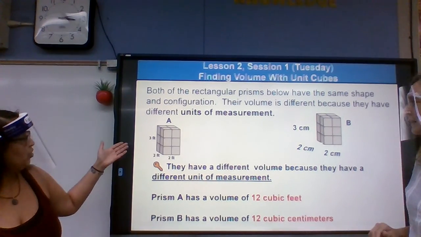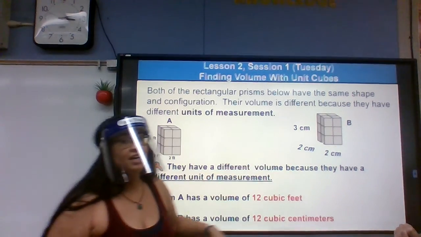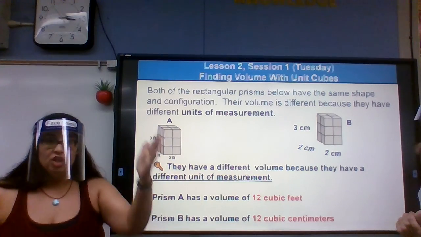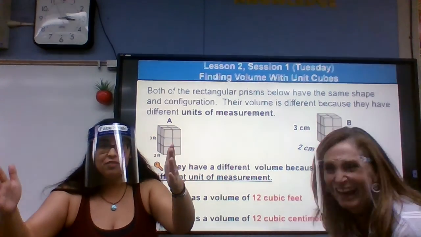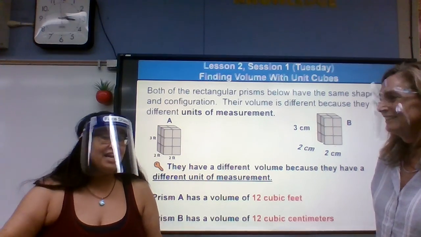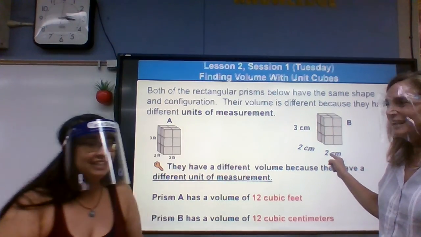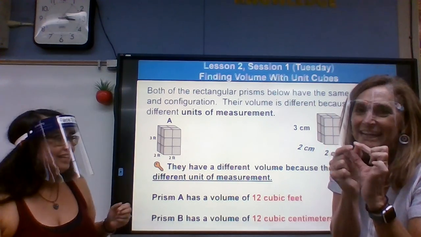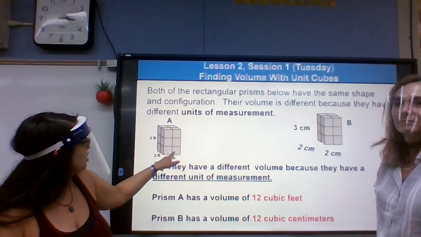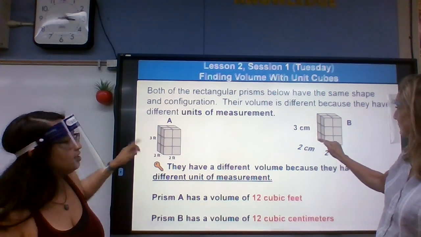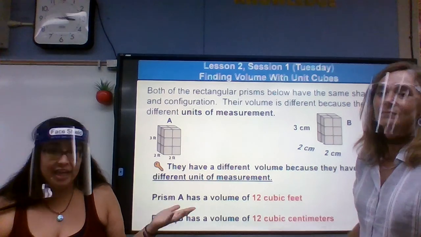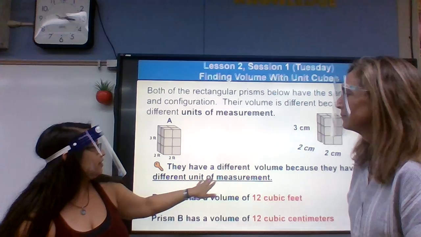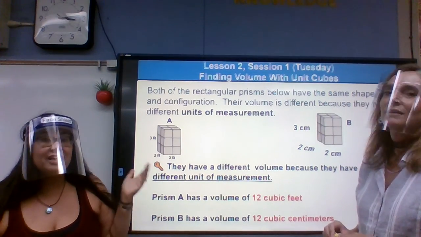Okay? So we have figure A and we have figure B. They look exactly the same, except when you look, this says feet: 2 feet by 2 feet by 3 feet. It's big. Whereas this one, centimeters, is little. 2 by 2 by 3. So it's tiny. Even though we have 2 units by 2 units by 3 units, the units change how big they are. So, key idea, they have different volume because they have a different unit of measurement.